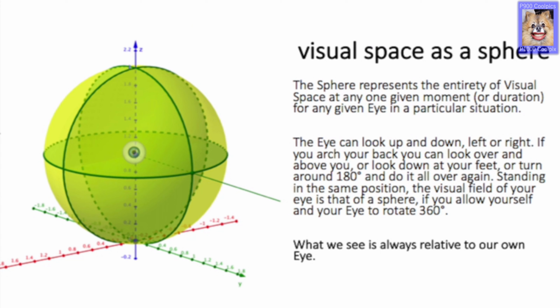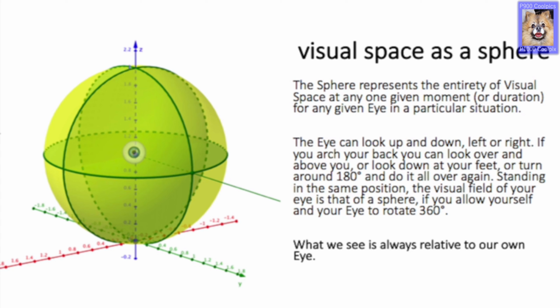So let's reduce the size of the eye and put it at the center of the sphere. And this sphere is now going to be a model of our visual space. So the sphere now represents the entirety of visual space at any one given moment or duration for any given eye in a particular situation.